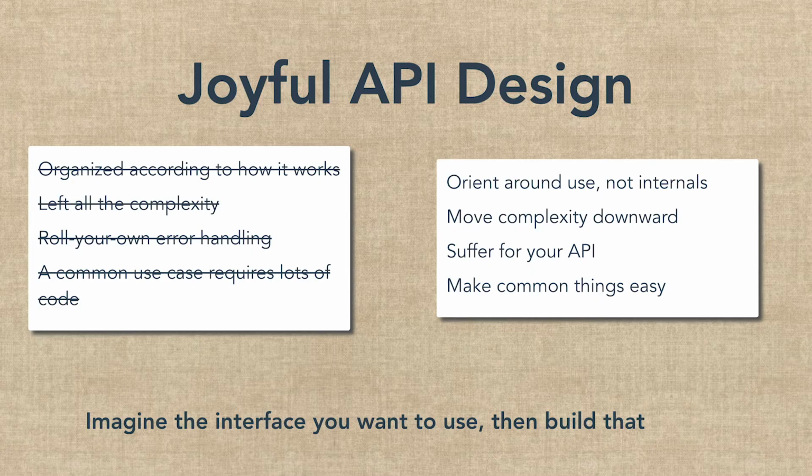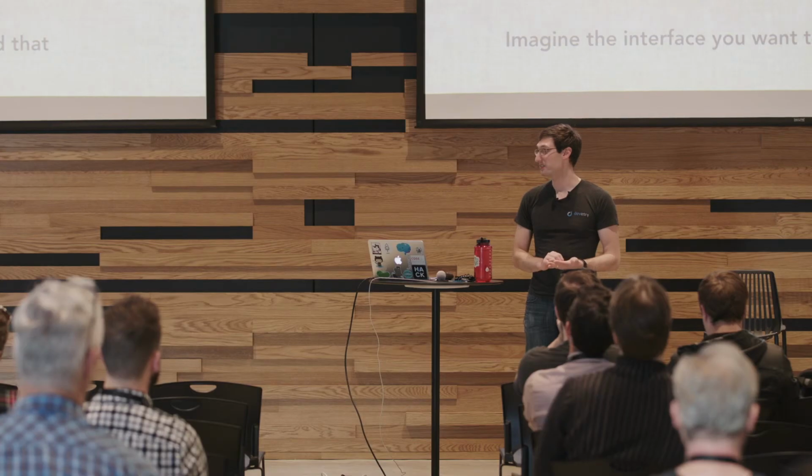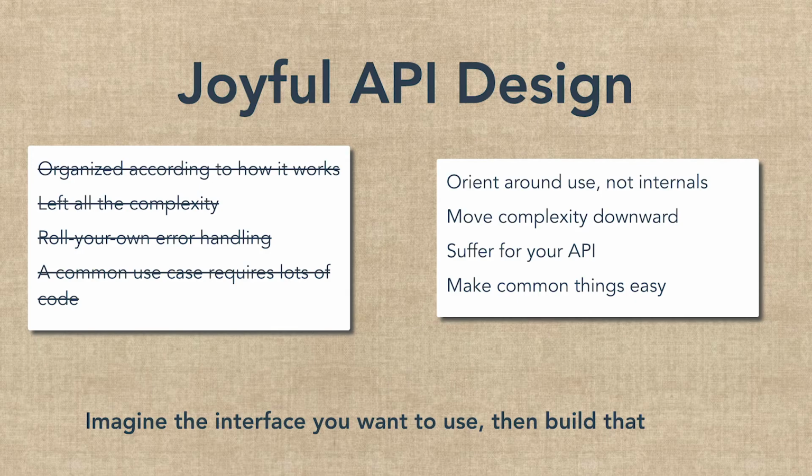So instead of that, let's orient around use and not internals. Let's move complexity downward, suffer for our APIs by choosing reasonable defaults and making hard choices about, well, I don't know what a reasonable buffer size is, but why don't I choose 5 megabytes, and then they can override that if necessary. That's the kind of hard choice I'm talking about, where you might not have data about it. And make common things easy. And above all, the best guideline I can offer you for building a good API is to imagine the interface you want to use, and then build that.